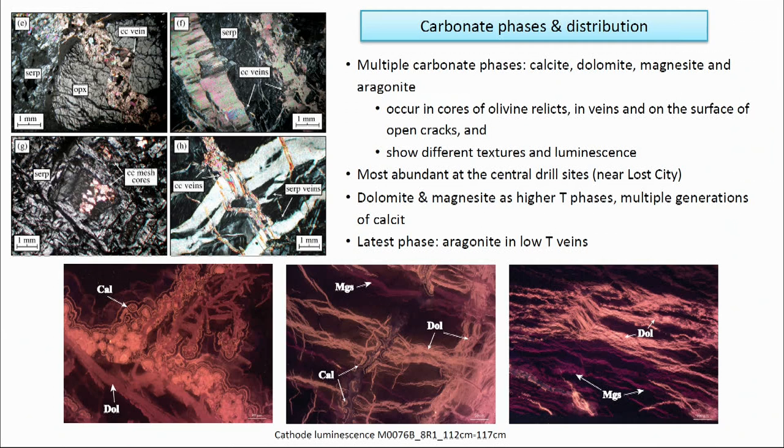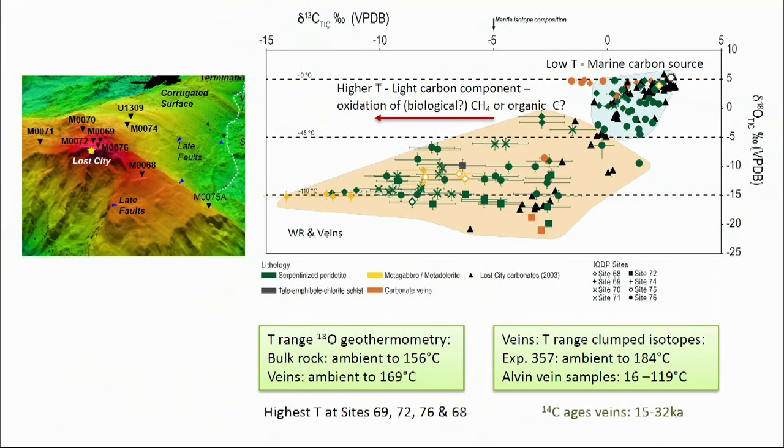If we look at the isotopic compositions of these carbonates, what we find is that we have two groups: a low temperature seawater marine source and a second group that are depleted in C13 and also have low delta 18O values that reflect higher temperature. So we have a higher temperature generation of carbonates and a low temperature generation of carbonates. The delta C13 values indicate that we must have a non-marine component, whether this is oxidized methane or oxidation of organic matter in the samples, that we really don't know.